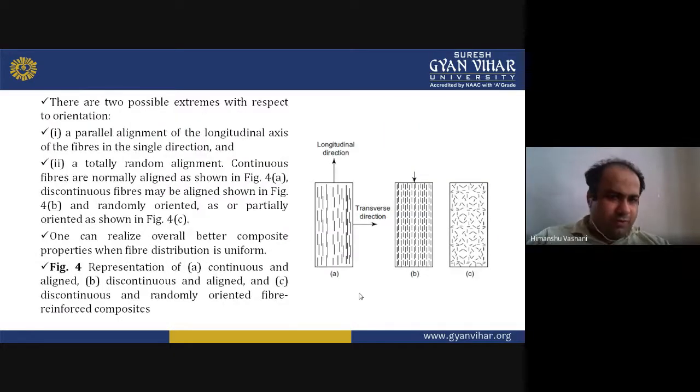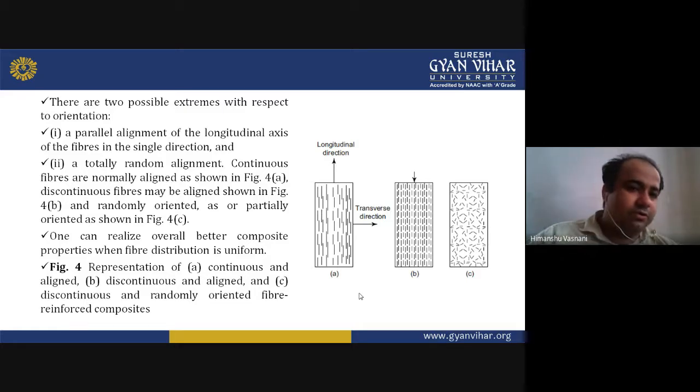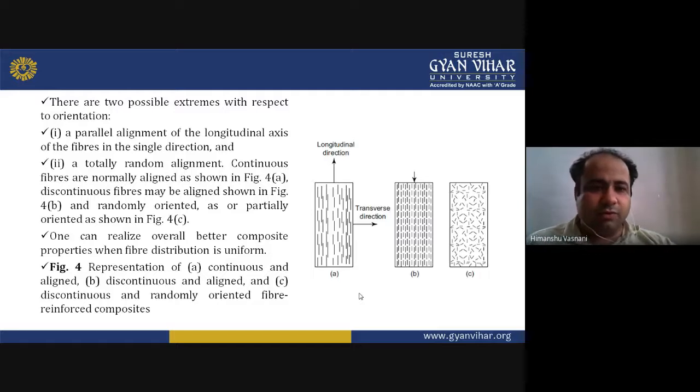There are two possible extremes with respect to the orientation. One is parallel alignment of the longitudinal axis of fibers in a single direction. The second is a total random alignment. Continuous fibers are normally aligned as shown in this figure. Discontinuous fibers may be aligned as shown in figure B, or randomly oriented, as you can see in figure C.